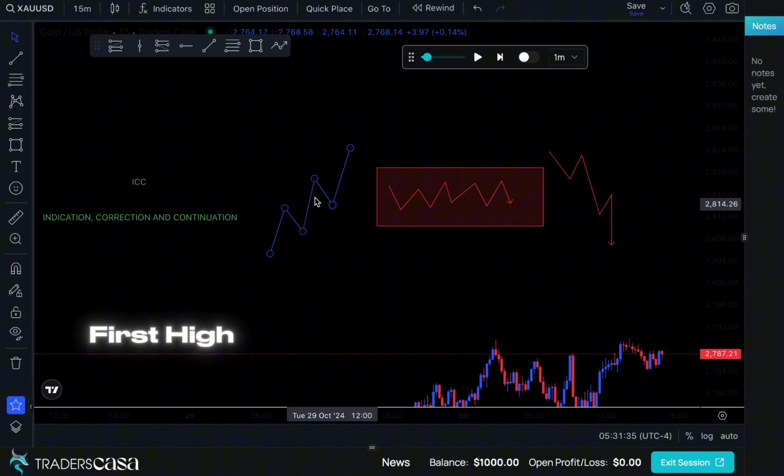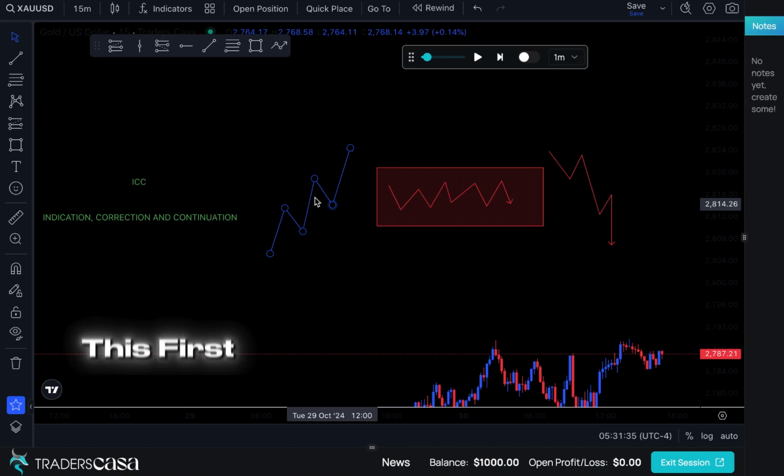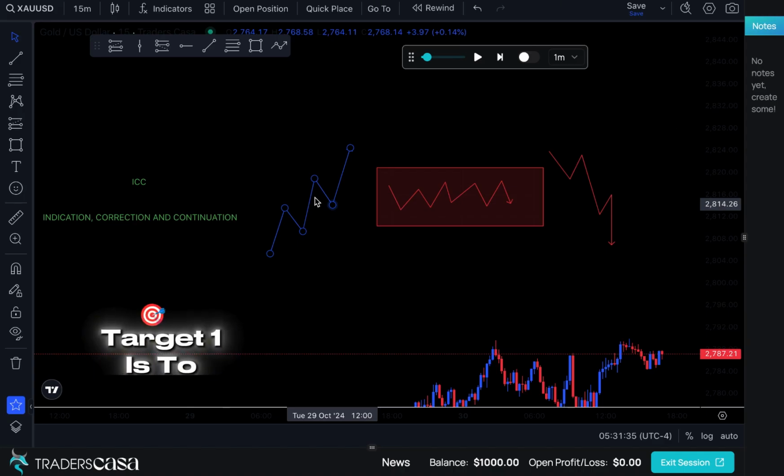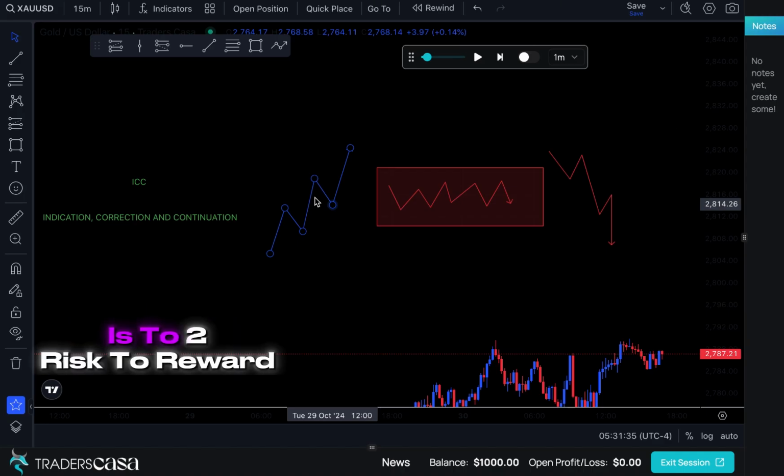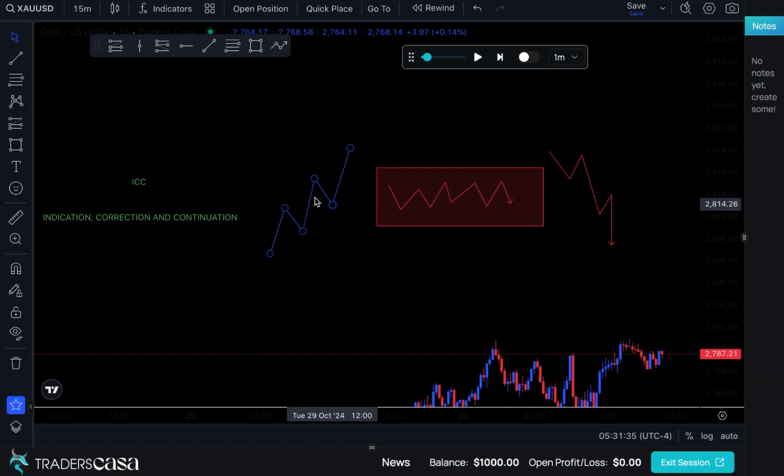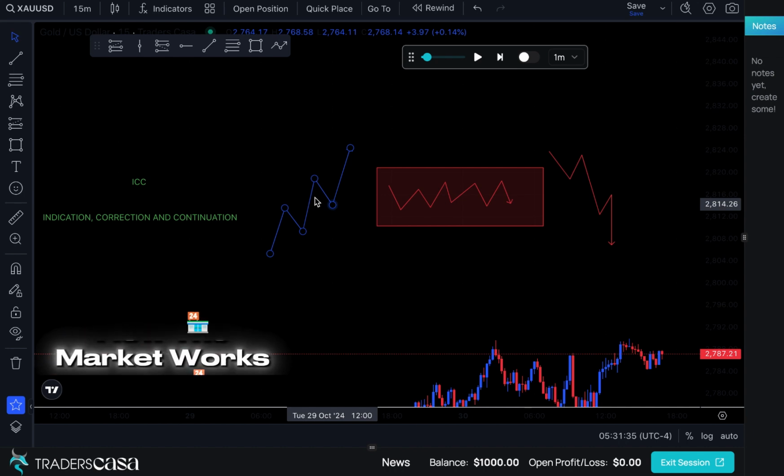We can target this first high you see here, or we can target 1:2, but mostly I do target a 1:2 risk to reward ratio. You understand? I usually target 1:2 risk to reward ratio. So that is just how the market works.